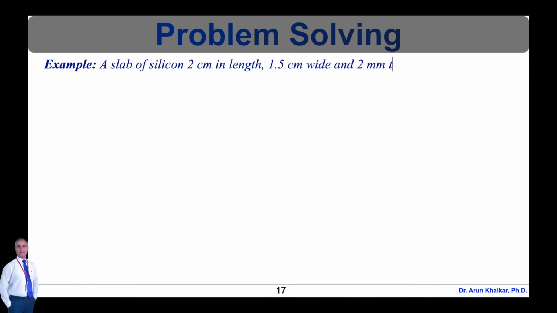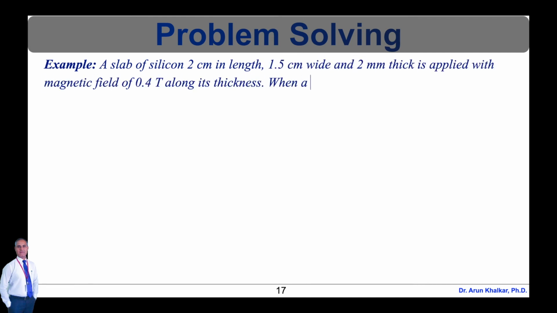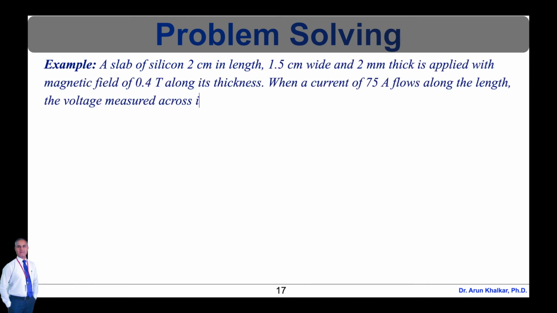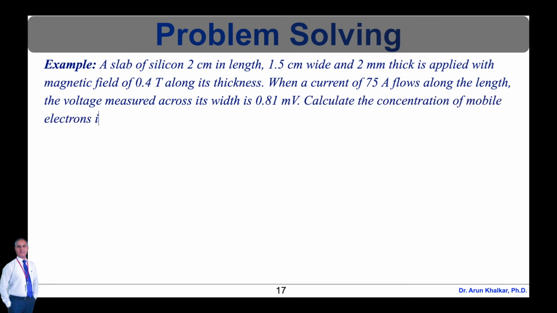A slab of silicon 2 cm in length, 1.5 cm wide and 2 mm thick is applied with a magnetic field of 0.4 Tesla along its thickness. When a current of 75 ampere flows along the length, the voltage measured across its width is 0.81 millivolt. Calculate the concentration of mobile electrons in the silicon. The solution of this example is as follows.